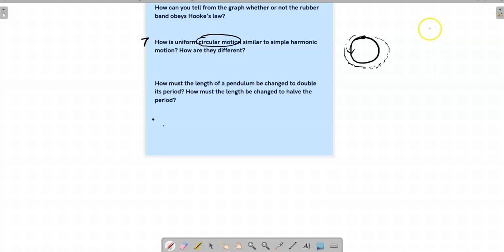Simple harmonic motion: now here is a spring. When you pull, the spring moves up and down, a to-and-fro motion through the same path. So that is the similarity. And what is the difference?